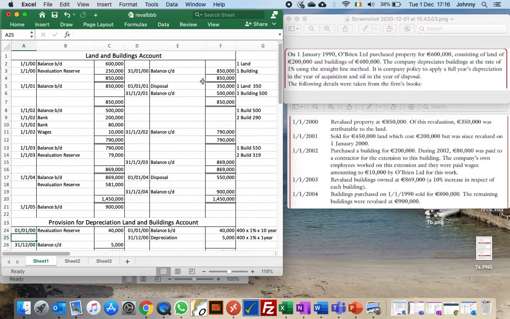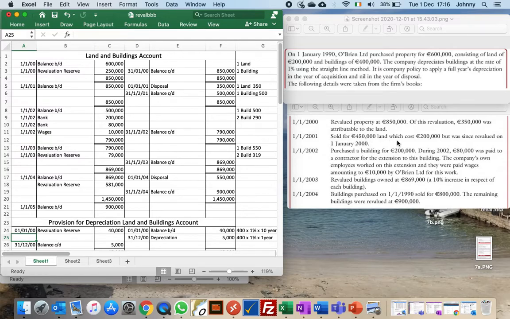So 2001, but we started off with a balance of 850 brought over from the previous year, and it said we sold for 450. Well, now what we sold it for is not relevant yet. We'll deal with that in the disposal account, which is where we'll work out did we make a profit or loss when we sold it.